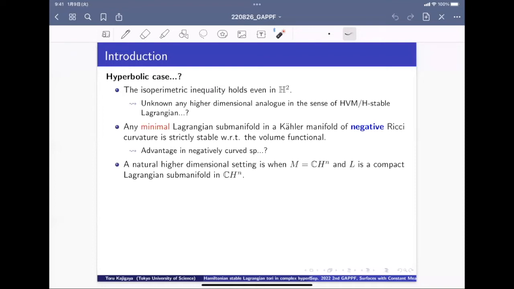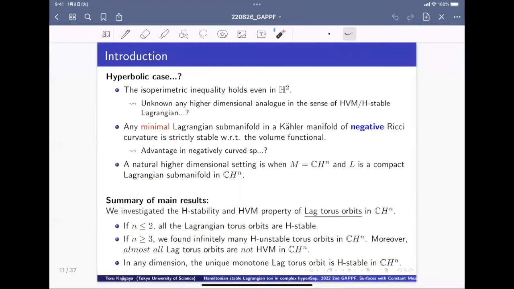So the stability of a Lagrangian submanifold may depend on the Ricci curvature of the ambient space. So it is a reasonable question to consider the Hamiltonian volume minimizing problem in the hyperbolic case. So a natural higher dimensional setting is when M is a complex hyperbolic space and L is a compact Lagrangian submanifold in CH^n.